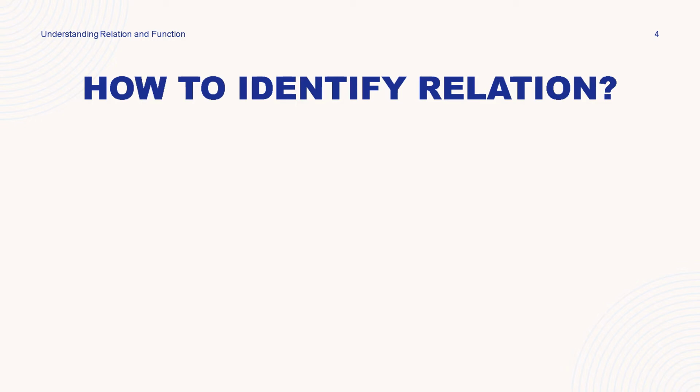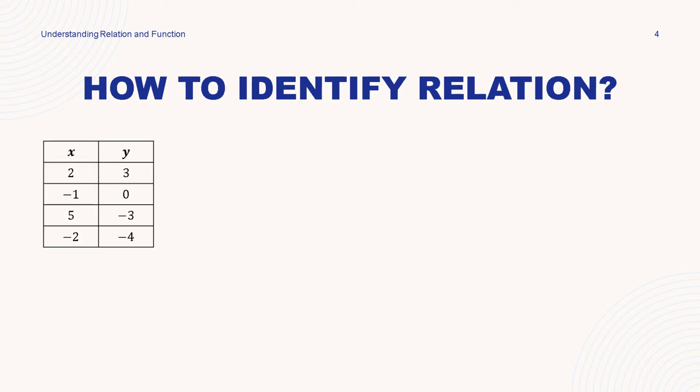In this part, we need to identify now what is a relation. A relation could be represented by a table of values. So we have the values of x and y, as you can see here. The values of x are 2, negative 1, 5, and negative 2. Technically, this is your domain. And then the second value is your range. Those are 3, 0, negative 3, and negative 4. So that's how you represent a relation using a table of values, or merely a table.